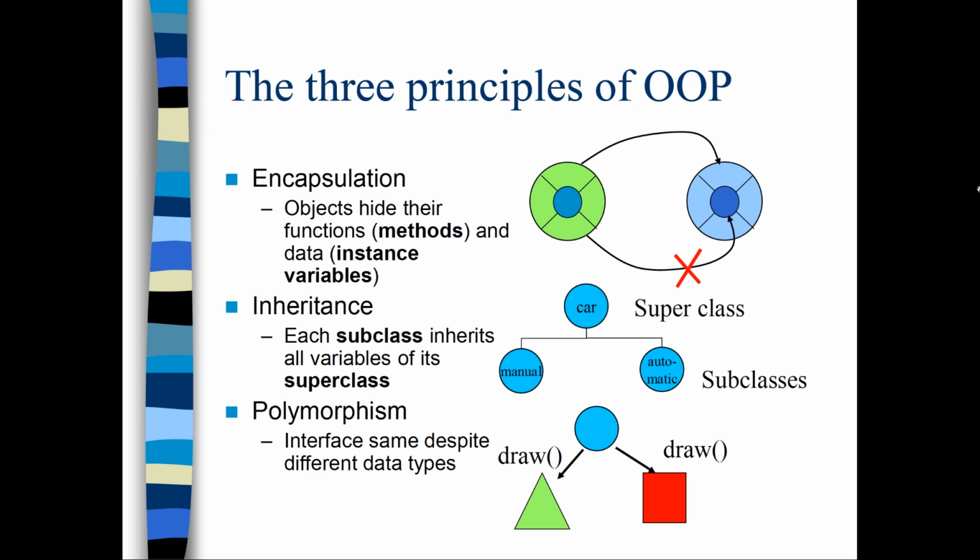So now polymorphism. What is polymorphism? I have explained it at the beginning: many forms. Poly means many and morph means form. So one action, one command, and many actions. It is nothing but an interface, the same despite different data types.